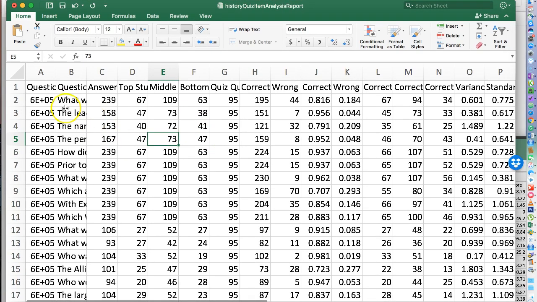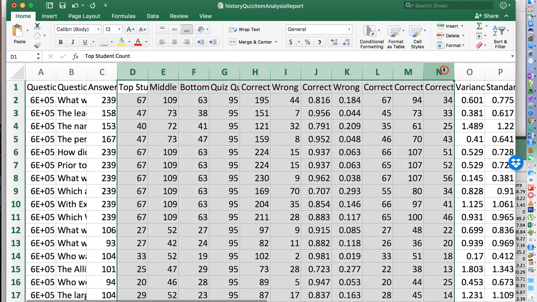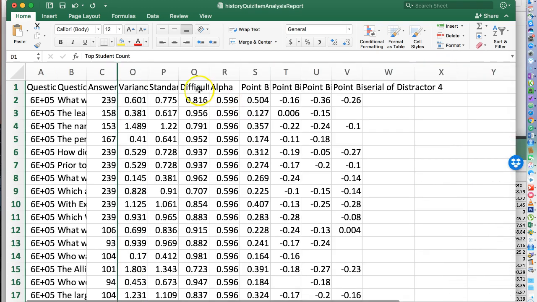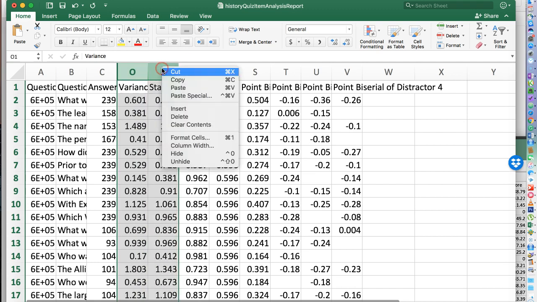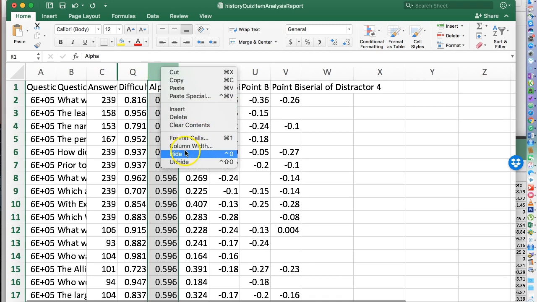So essentially, while I went over with you some of these basic concepts, really you don't need to see a lot of this data. Most of these, while interesting, you can hide. You'll probably want to keep the difficulty level. The alpha is interesting to look at, but you don't need it when you're looking at a question by question.